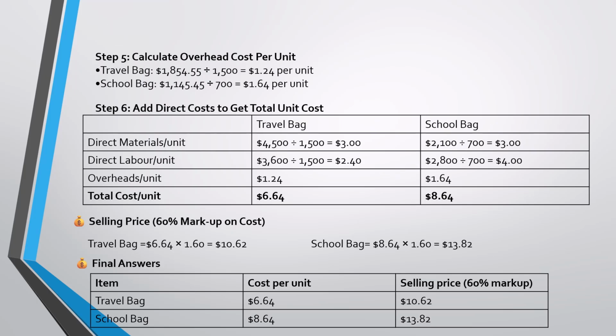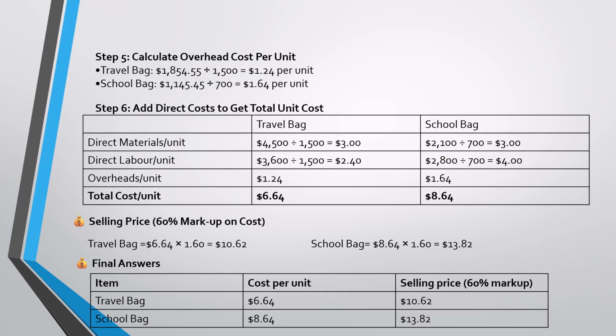Once you have done that, we need to calculate overhead cost per unit. Travel bag overhead cost is $1,854.55. Total number of travel bags produced was 1,500. It gives us a cost of $1.24 per unit. Same way, school bags are costing us $1.64 per unit for overhead cost.